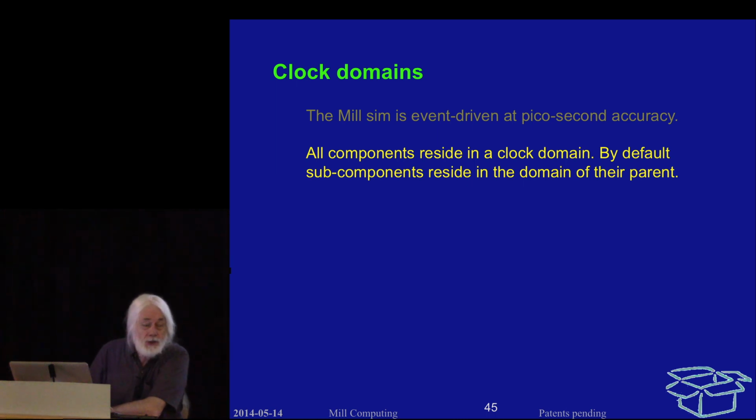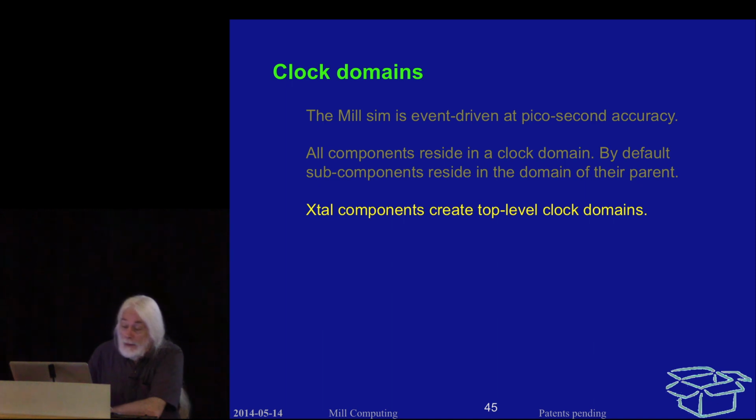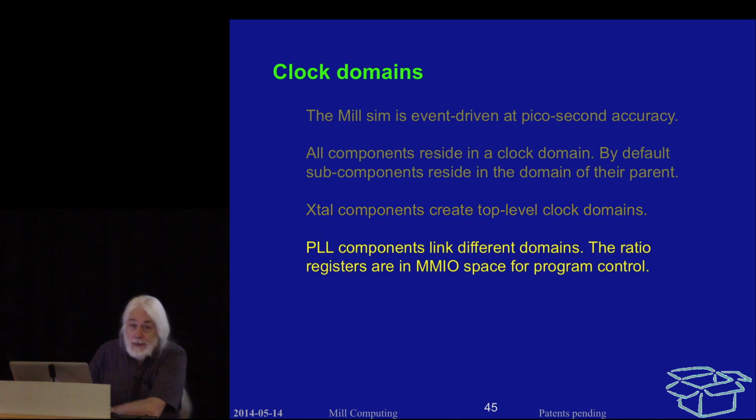And part of the specification is to say this component and this component and this component and this component all share a clock. By default, subcomponents in the tree of components inherit the clock domain of their parent, but they can be hooked to anything, and that's part of the specification, is to hook them together. There's crystal components, which are what drives those clock domains. This is down at what real hardware really does. PLL, phase lock loops, connect clocks by changing the rates. And the ratio registers to change the rates are in MMIO space, so they're reachable by a running program.